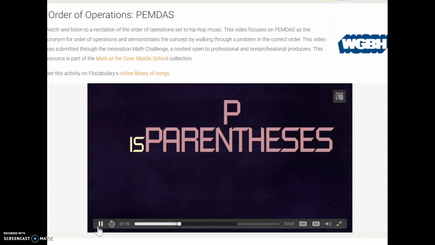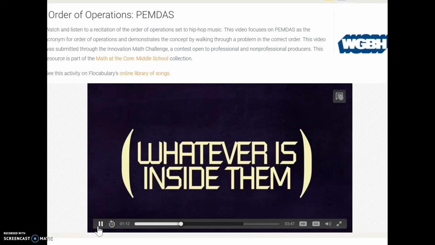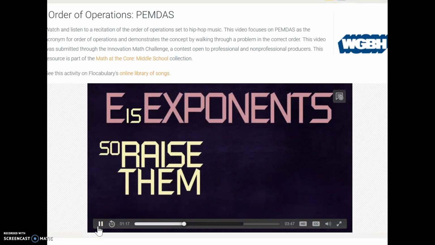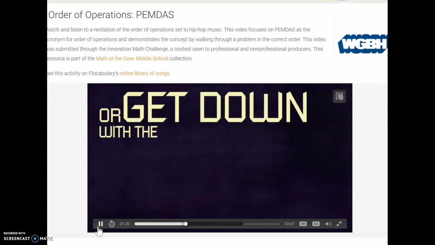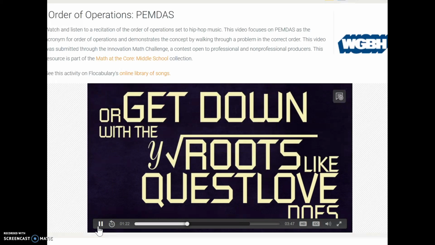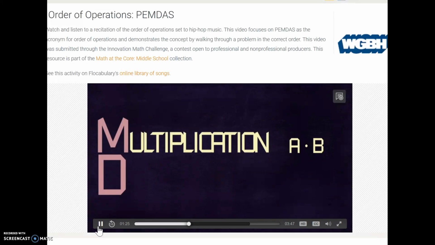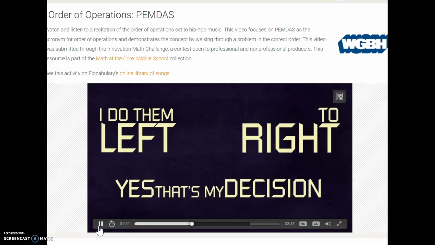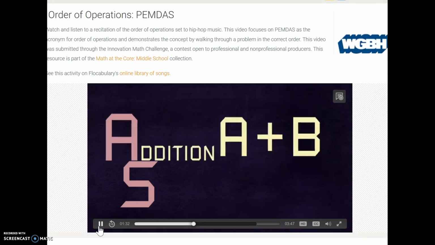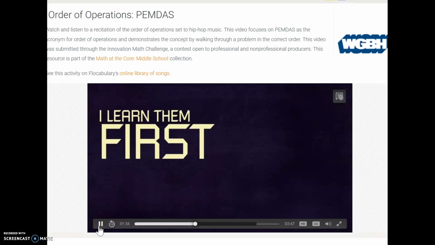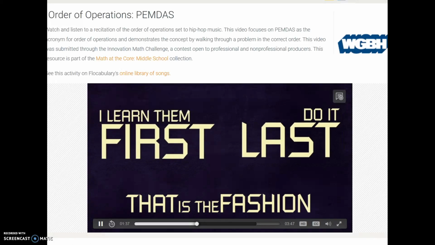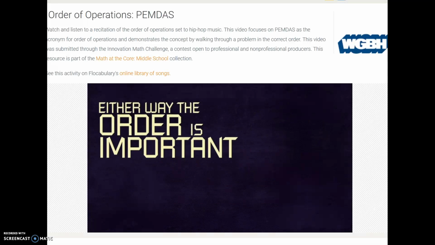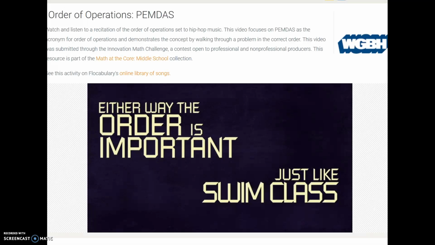P is parentheses, search for them first. Whatever is inside them, you need to do the work. E is exponents, so raise them up, or get down with the roots. MD, multiplication and division, I do them left to right, yes, that's my decision. AS, addition and subtraction, you learn them first, do it last, that is the fashion. Some say please excuse my dear Aunt Sally, some say PEMDAS. Either way the order is important.